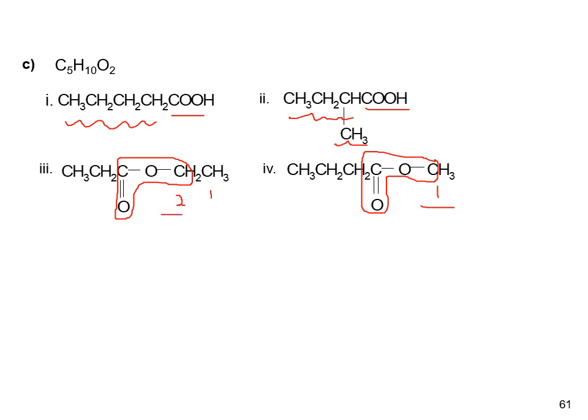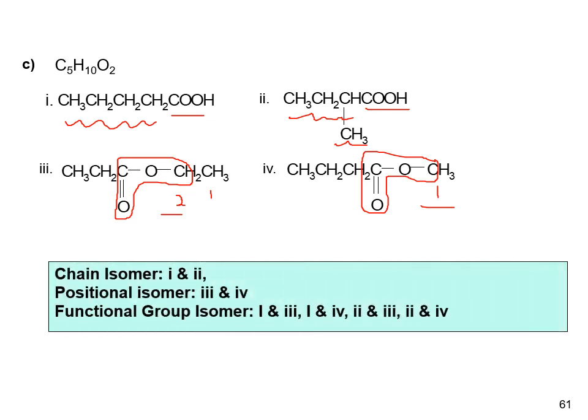So now let's check the type of isomer among these four structural formulas. Okay, structure 1 and structure 2 are chain isomers because they have the same functional group, but the chain of the structure is different. So this is pentanoic acid, and this one is 2-methyl butanoic acid.